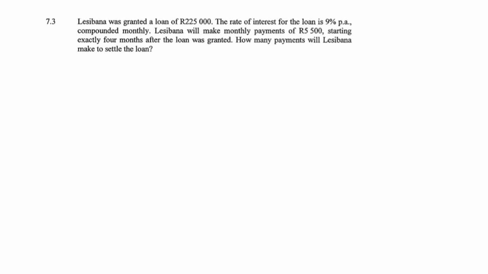So from the question, we know we are working with the P formula from our formula sheet. We have our interest rate of 0.09 divided by 12, so that is i. We have our payments, which is 5,500 Rand. And then we know the starting amount of the loan is 225,000 Rand. But the first payment was only made exactly 4 months after the granting of the loan. And we want to find the number of payments that we need to make.